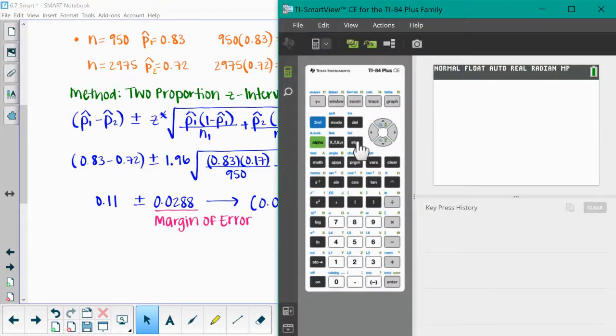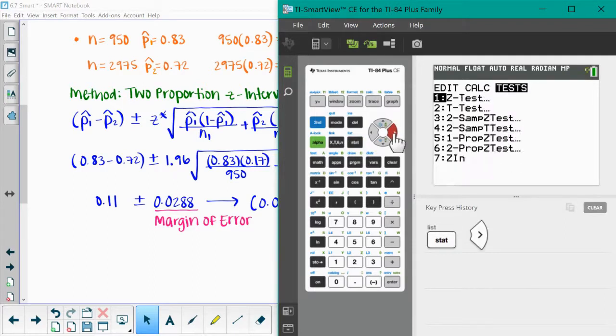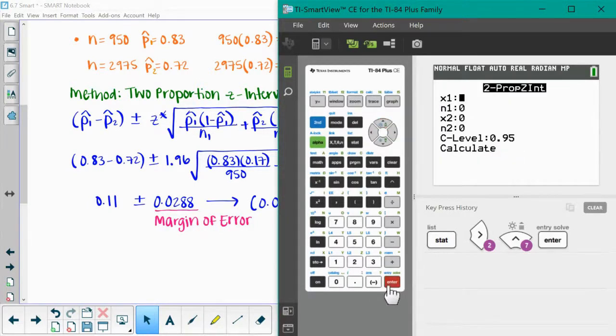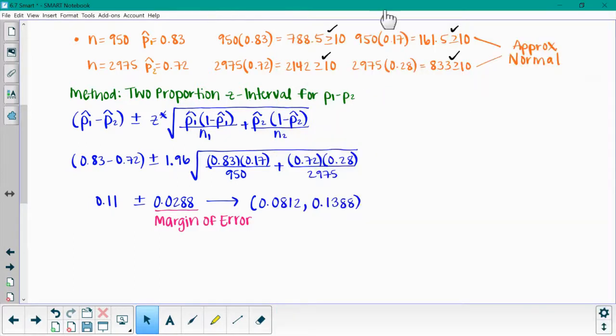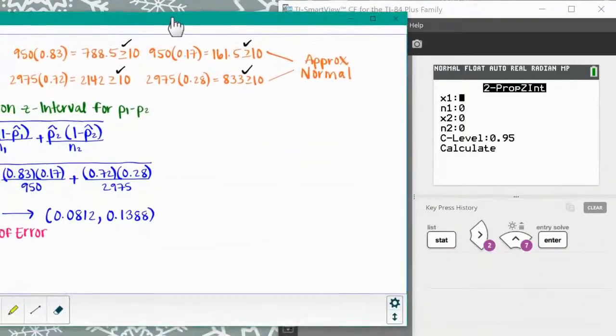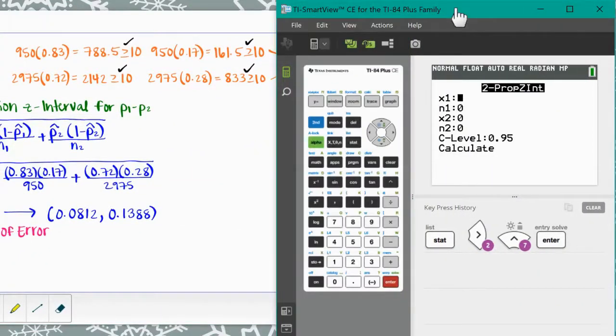I'm going to go to Stat, going to go over to Tests, and then I'm going to go up technically to B, press Enter. So my first number of successes, and remember we have to be careful because we are using our calculator. So I'm going to round 788.5 up to 789. And then my sample size was 950.